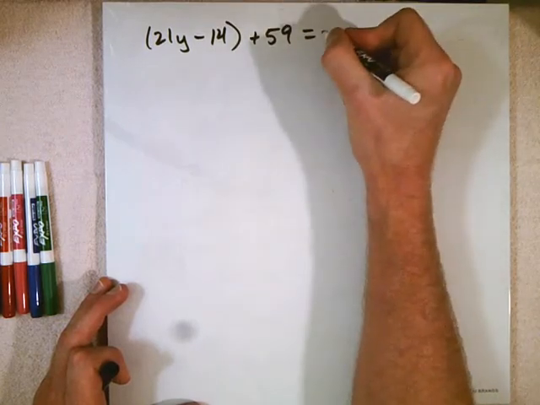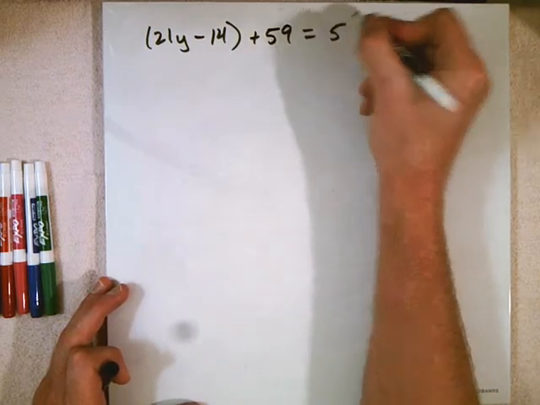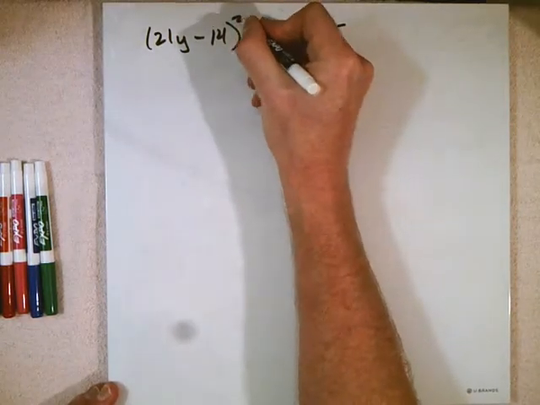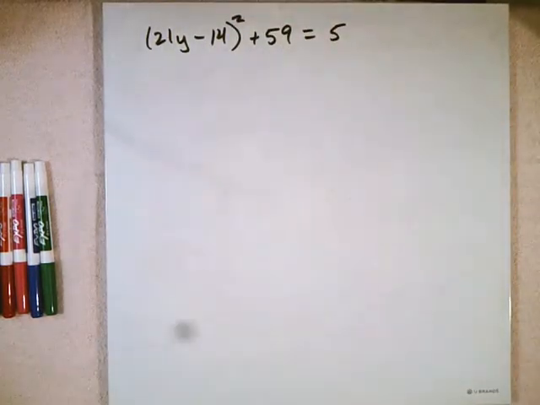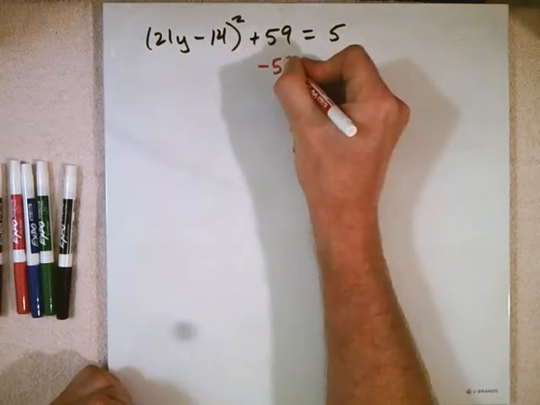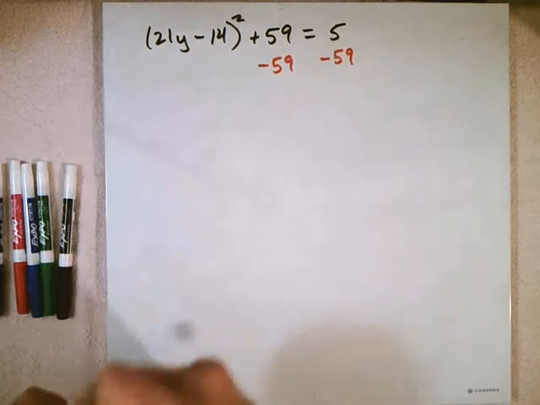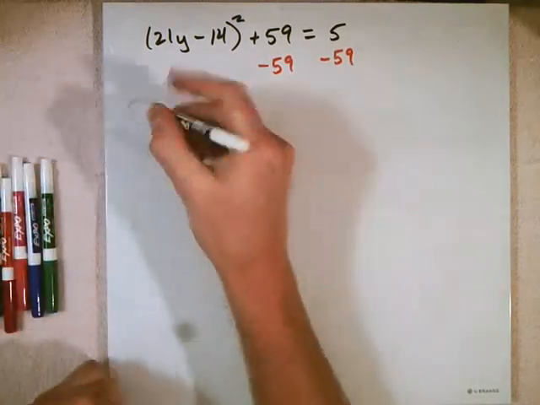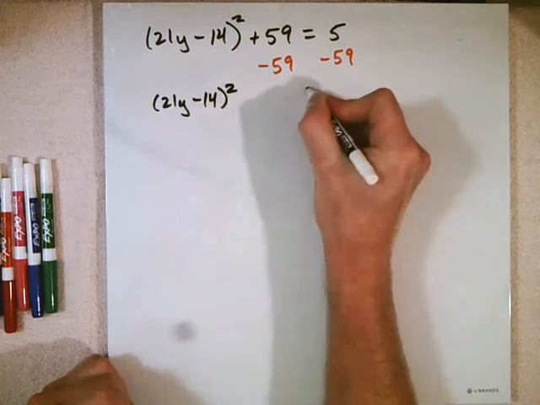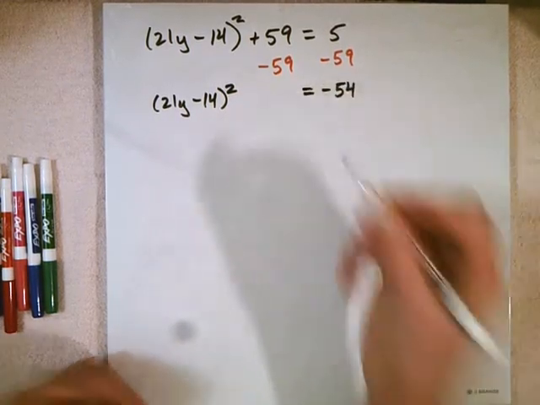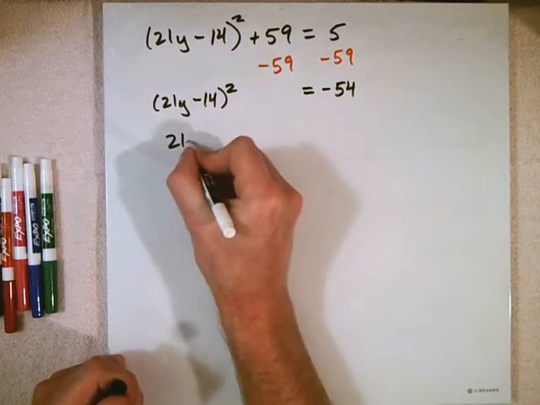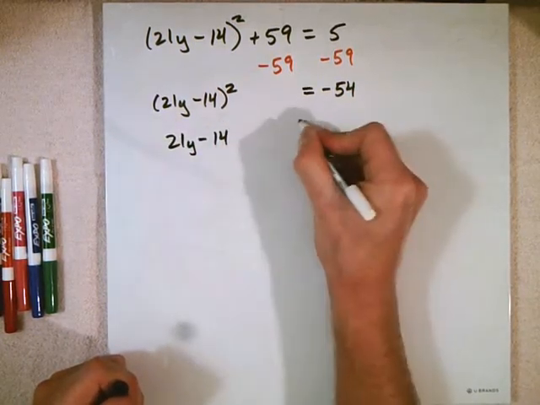Now, just like the previous problem, we're going to get rid of that 59, move it out of the way to begin with so we can isolate the squared piece there. Again, not too hard to do that. So that gives us 21y minus 14 squared equals negative 54. Now we'll take the square root of both sides. That gets rid of the square on that parentheses, just leaving us the stuff inside. On the right side, you've got plus or minus the square root of negative 54.